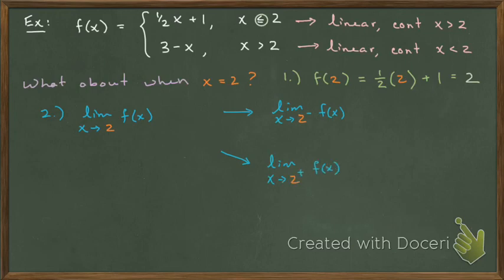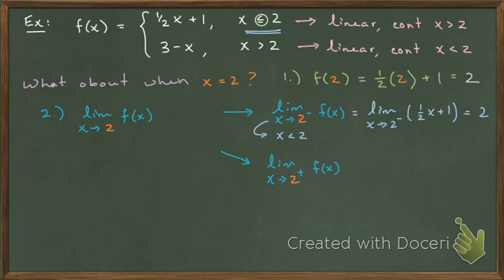On the left side of 2, my x values are less than 2. So I'm going to use the top half of my piecewise function again and look at the limit as x approaches 2 from the left of 1/2 x plus 1. I can evaluate this limit with direct substitution. I should get a value of 2. Just like the function value, on the left side of 2, things make sense. The function's the same as the limit.